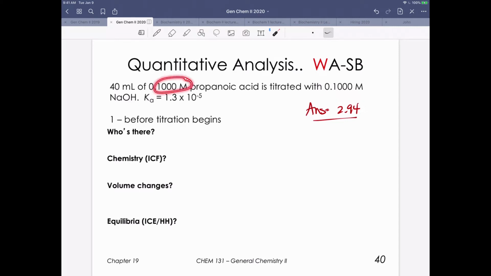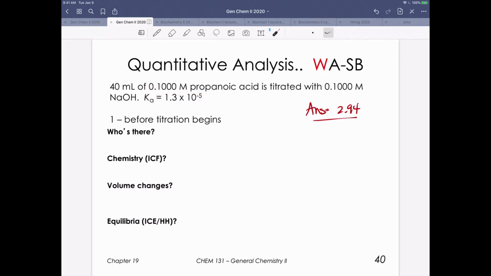So by these concentrations being the same, it's super easy to see where our equivalence point is going to be. It's when we've added the same volume of sodium hydroxide. So it's going to be 40 milliliters of sodium hydroxide. But obviously before the titration begins, the only thing that we have in solution is 0.1 molar propanoic acid.